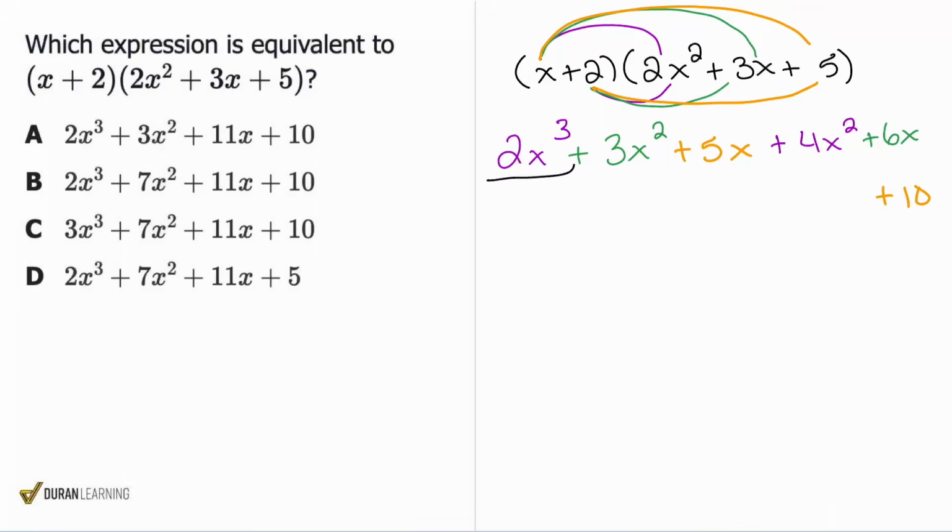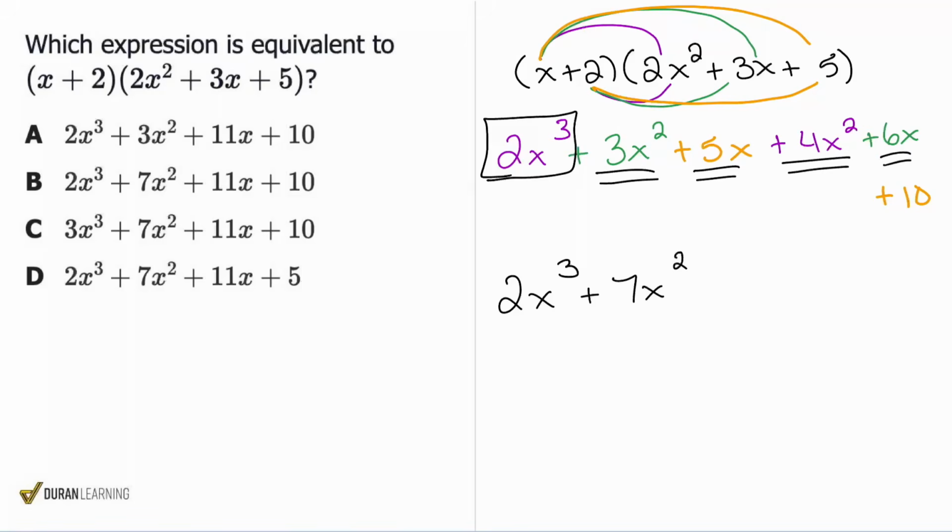We have the 2x cubed, no like terms, so we just write 2x cubed. Then up next, we have 3x squared and 4x squared. Help me out, everybody. 3 of these x squareds and 4 of these x squareds, combine them, and we get what? Yeah, we get 7 of them. So that's going to be 3 plus 4, 7x squared. Then up next, we have the 5x and the 6x. Those are like terms. 5 plus 6, that gives me 11x. And then we still have that 10 at the end, plus 10, and look at that.